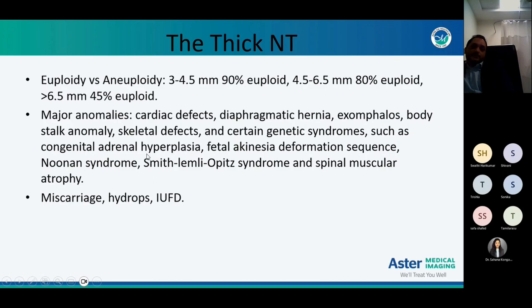Now, this shows us that whenever a thick NT is seen in the NT scan, you have to do a detailed anomaly scan as well. That is an early anomaly scan. And of course, the routine anomaly scan at 18 weeks onwards, that also you will be doing. But in the same NT scan, the 11 to 13 week scan, make sure to do a complete fetal anatomical survey to rule out any associated anomalies. Apart from anomalies and aneuploidies, a thick NT can also be an indicator of miscarriage, hydrops, and IUFD.